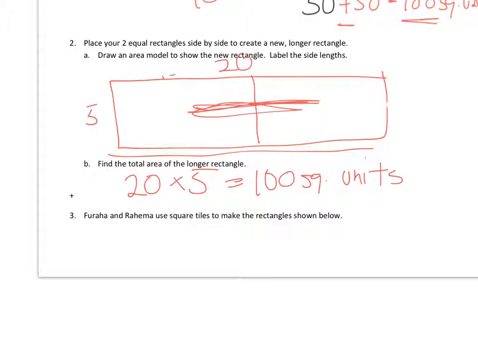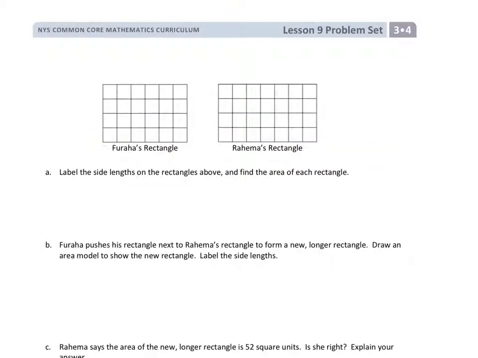If we go to the next page, we can see that it starts right down here with number 3. And this may be on your next page. The layout may have changed when I imported it. Furaha and Rahima use square tiles to make the rectangles shown below. So let's go to the next slide to see what the rectangles look like. Okay, those are the two rectangles. Now we're going to label the side lengths on the rectangles above and find the area of each rectangle.